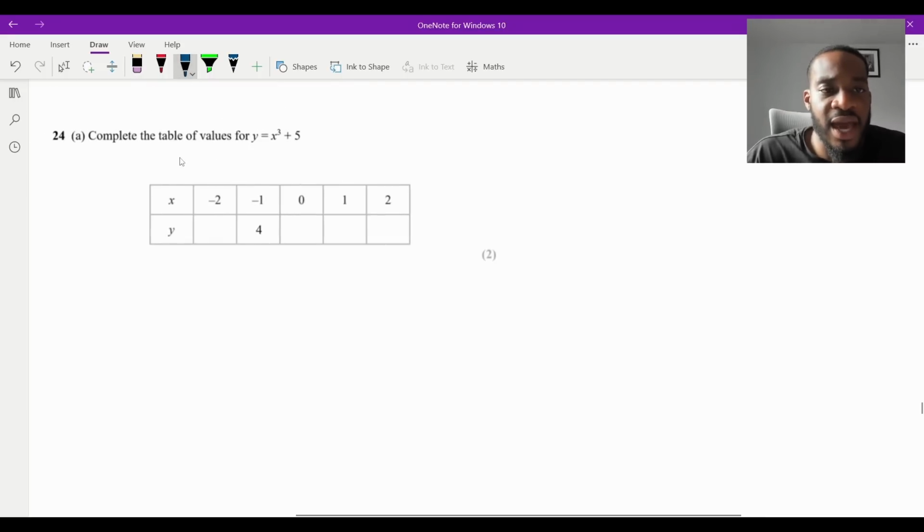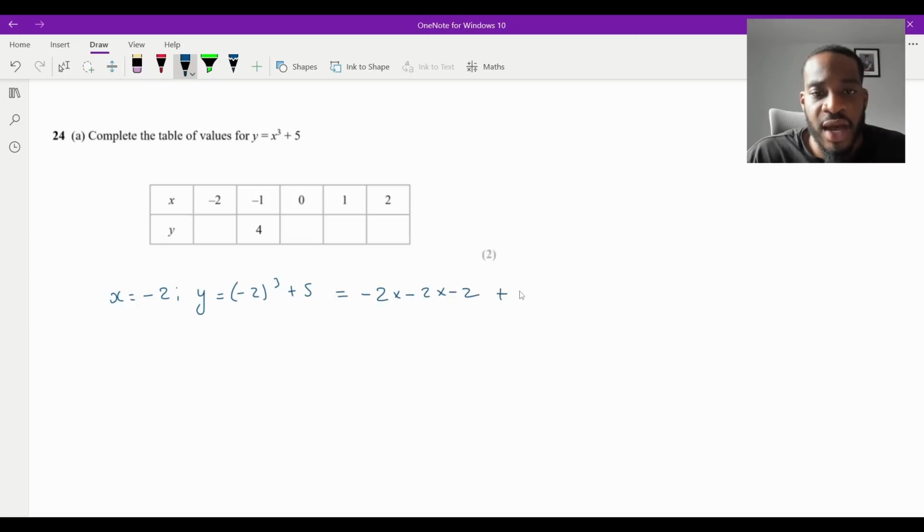Firstly, x equals minus 2 is the first one. That means y is equal to minus 2 all cubed plus 5. Remember what minus 2 all cubed means: minus 2 times minus 2 times minus 2, and you're adding 5 after. Let's start with the numbers. 2 times 2 is 4, 4 times 2 is 8. Then we have 3 negatives. A negative times a negative is a positive, but then we're times by another negative, so it's negative overall. So it's minus 8 plus 5, which equals negative 3. So that one is going to be negative 3.